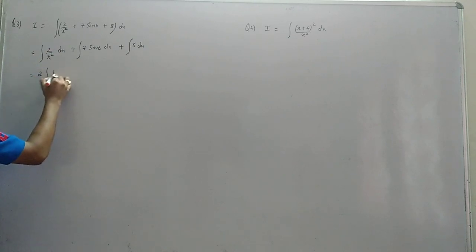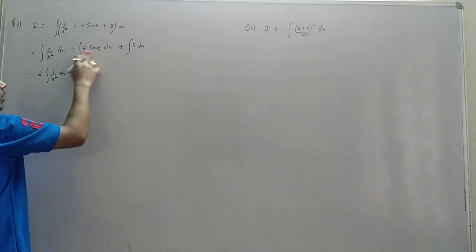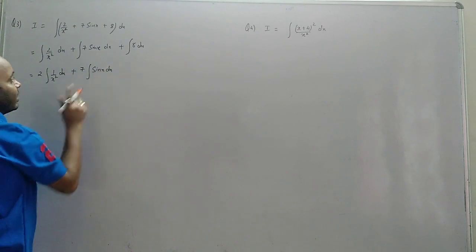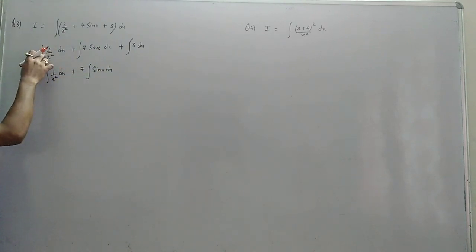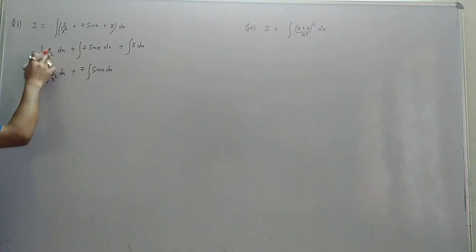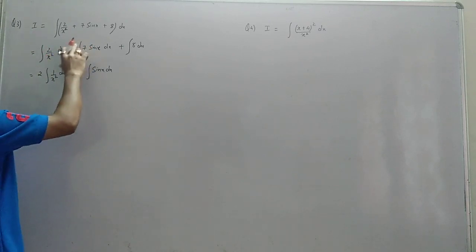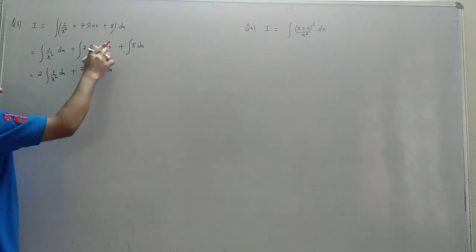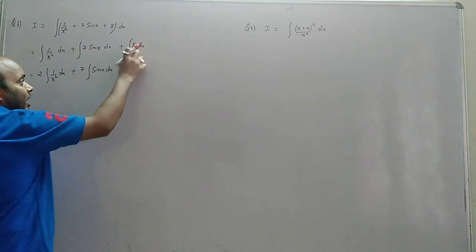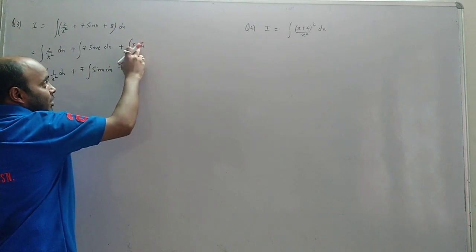What will be left with? 1 by x square dx plus, can you see any constant coming out? Yes, 7 integration of sin x dx. So when you take 2 out, integration will remain integration, dx will remain dx. What will be left with? 1 by x square. 7 taken out, the integration will remain integration, dx will remain dx. What will be left with? Sin x plus this 8 into dx.